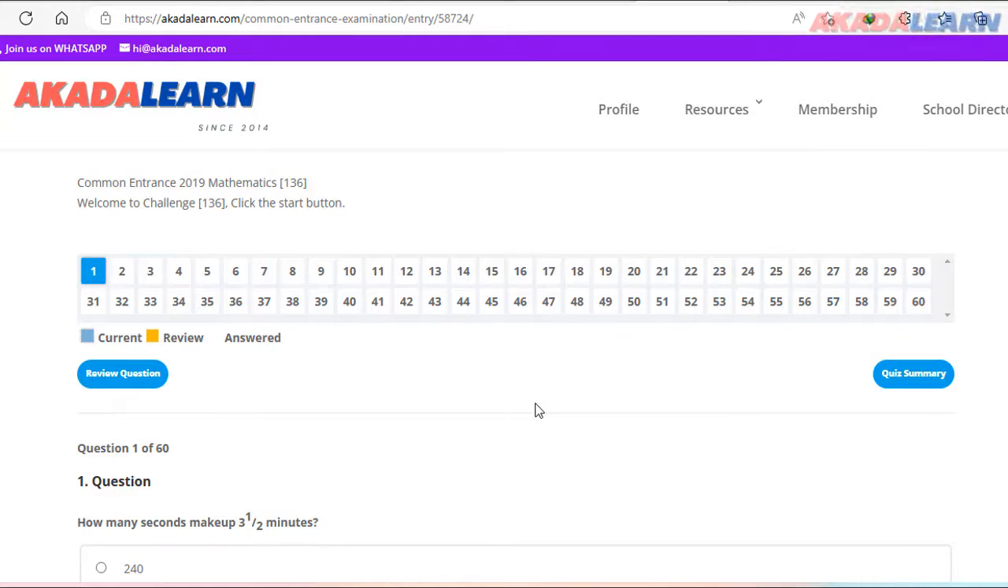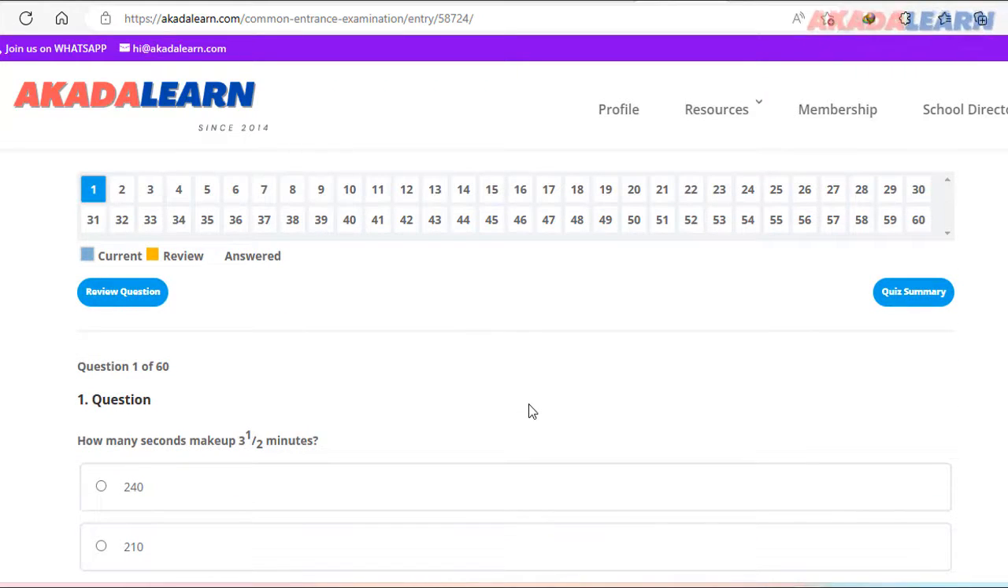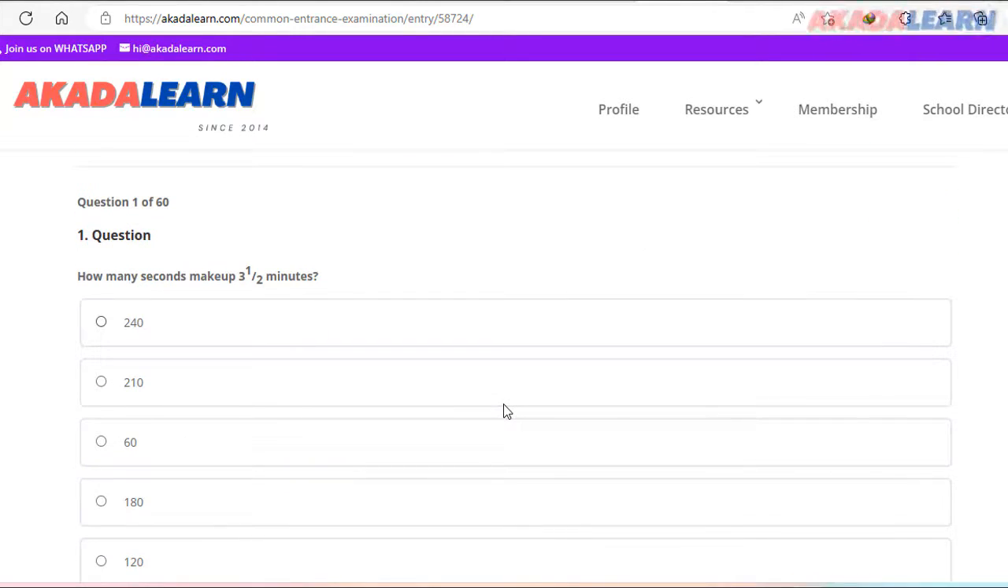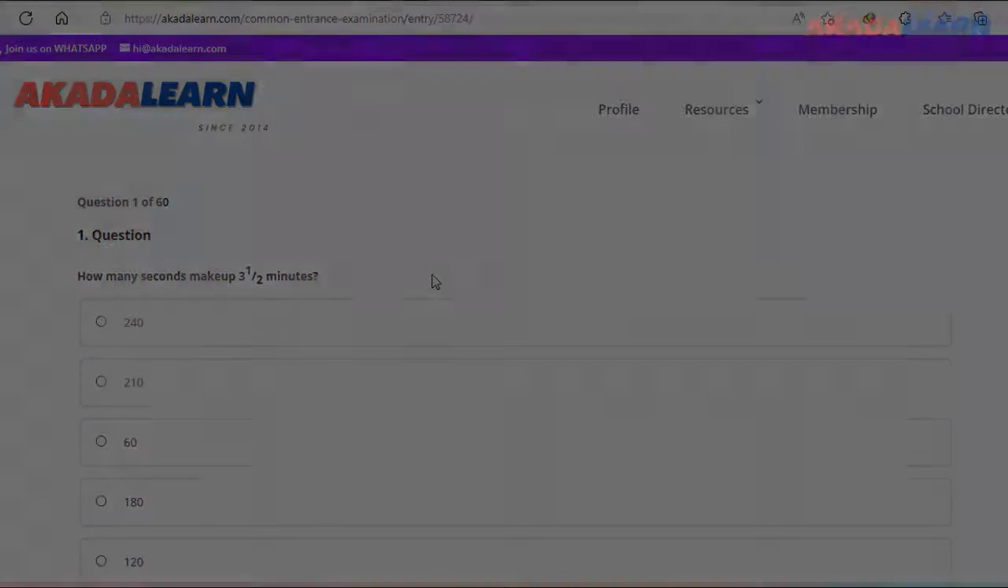So let's get started. Alright, now the first question here is how many seconds make up 3.5 minutes? We can see option A is 240, option B 210, option C 60, option D 180, and option E 120. So let's look at how we can solve this question in the other section.